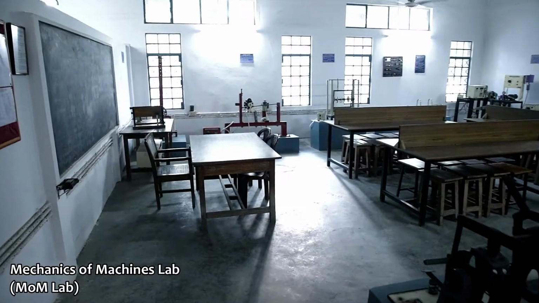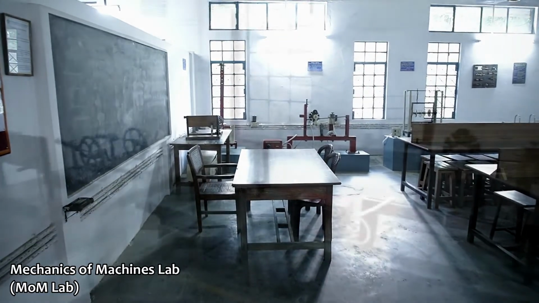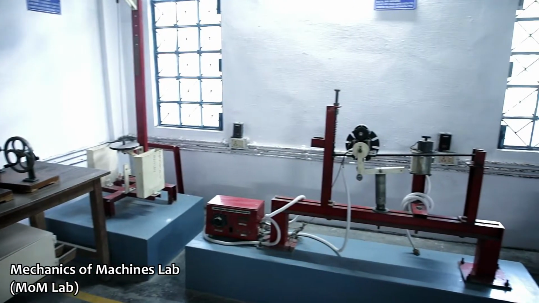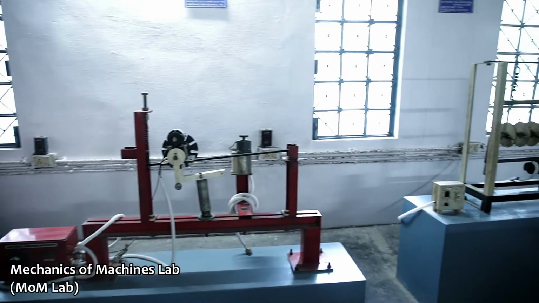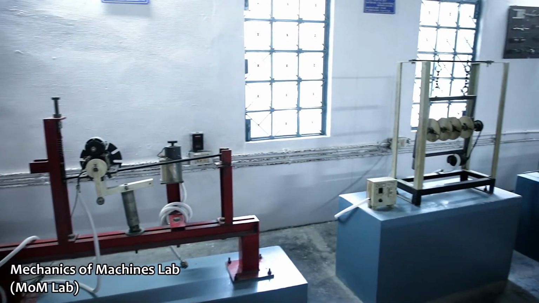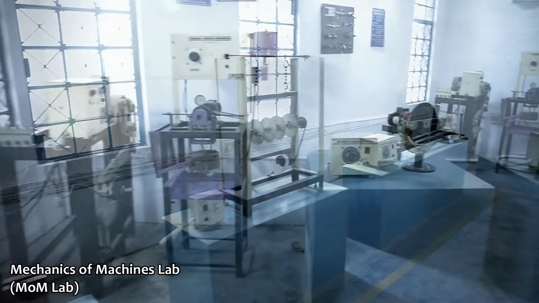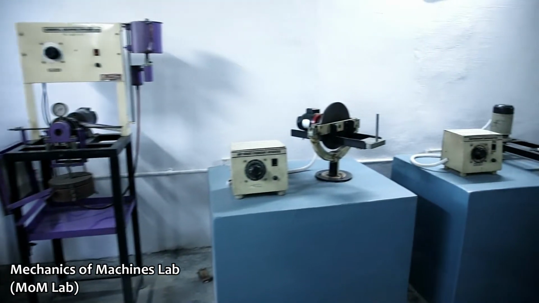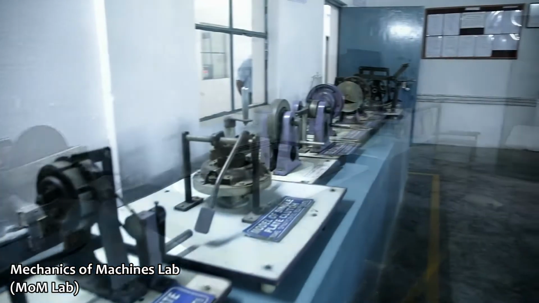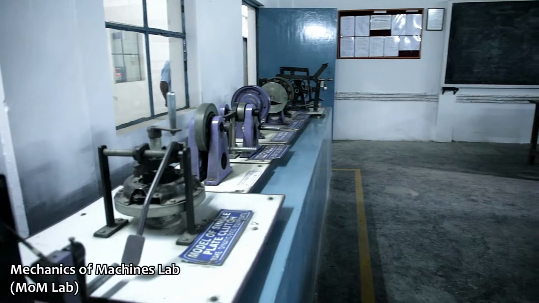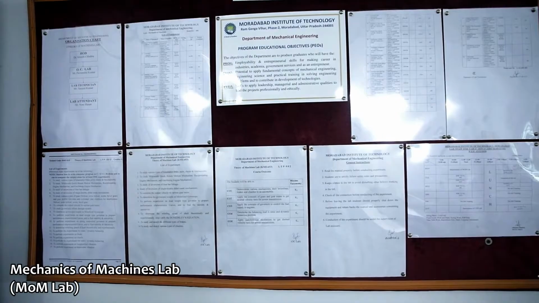This is mechanics of machine lab equipped with universal vibration apparatus, static and dynamic balancing apparatus, gyroscope, universal governor apparatus and working model of different mechanisms. Here, student will be able to understand 4-bar and slider crank chain mechanism, stability of governor, shaper machine mechanism relevant to the subject theory of machines.